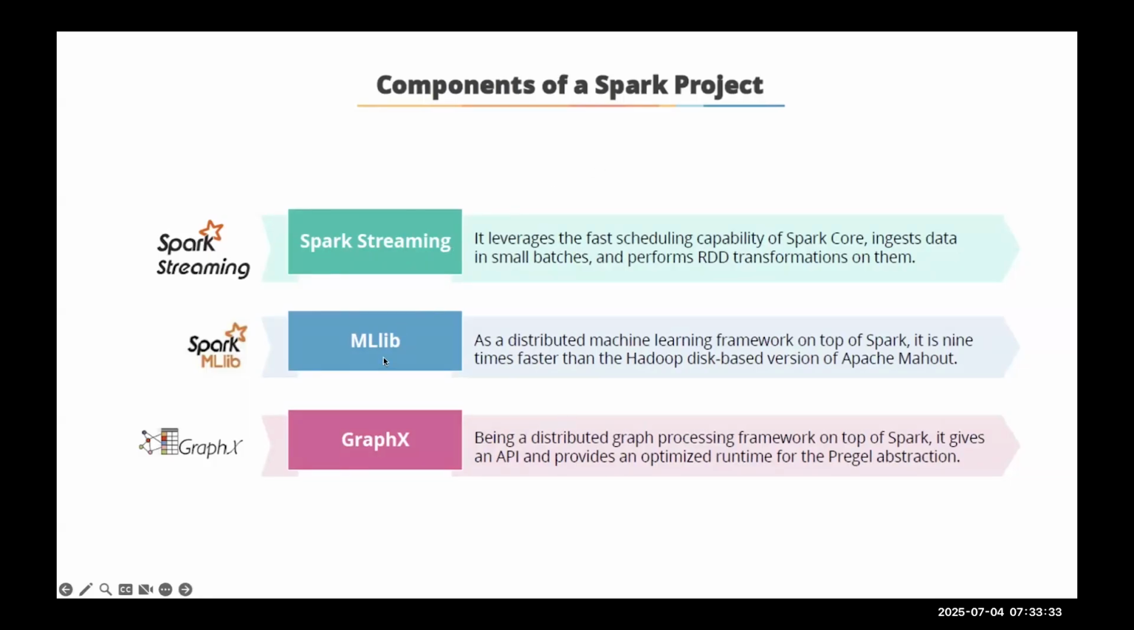And MLlib and GraphX, we will not be looking at them. But anyway, as it is about machine learning, you can use Spark to run machine learning jobs, and also for graph processing. Graphs are used, for example, in Facebook, where you have a friend and maybe his friend is another friend. So we use graphs when you have to work with relationships.